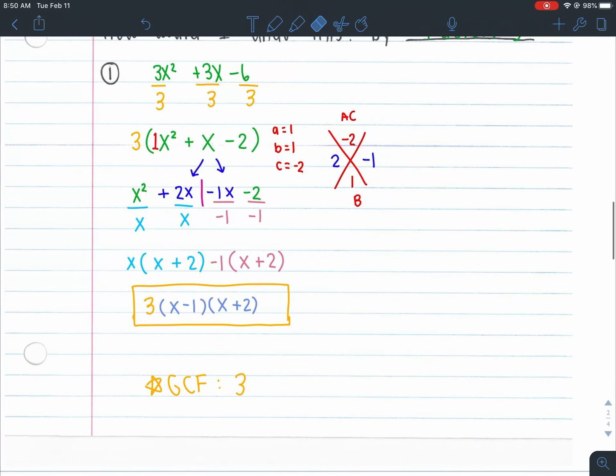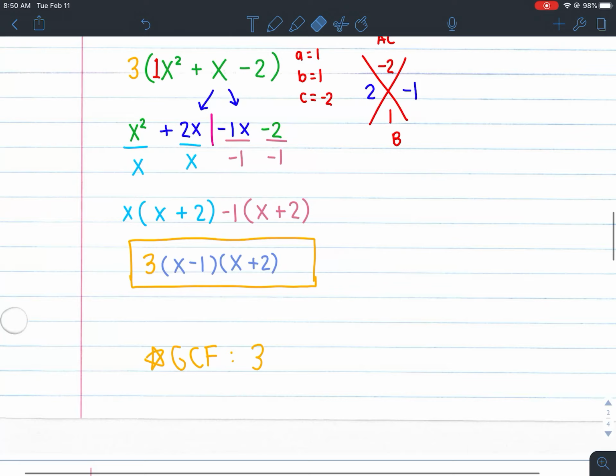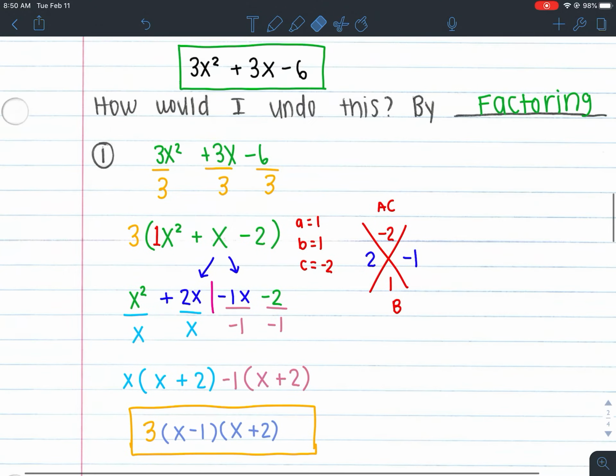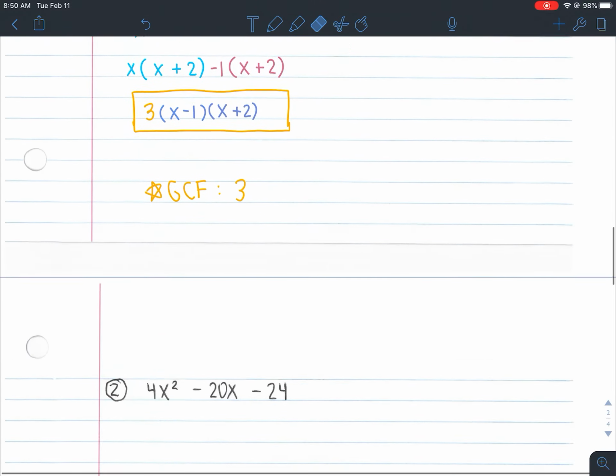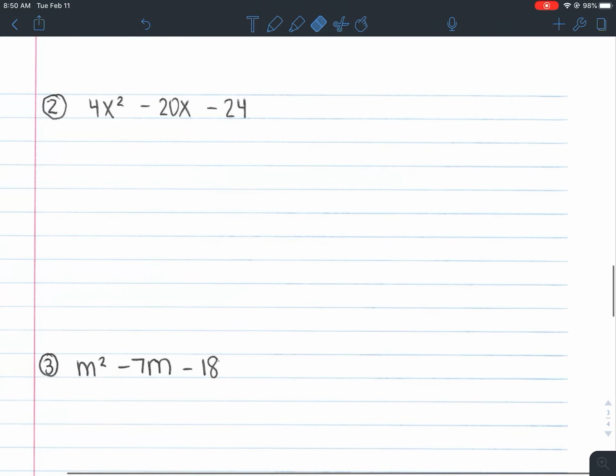Okay, and then how could I check this? Well, I could double distribute and distribute the 3 in, and I will end up with what I had at the very beginning. All right, so we're going to go ahead and try this with the next example.